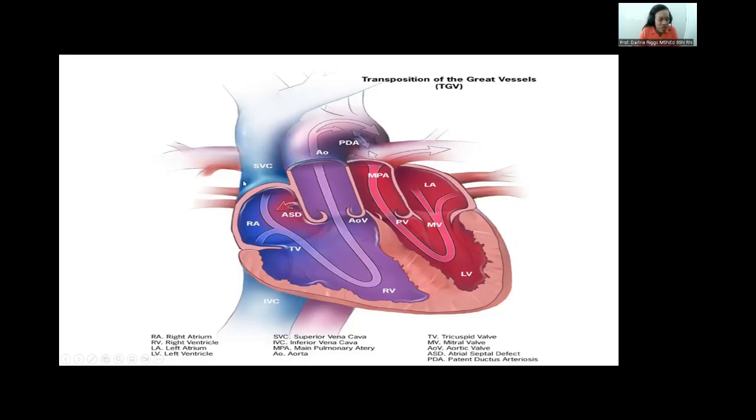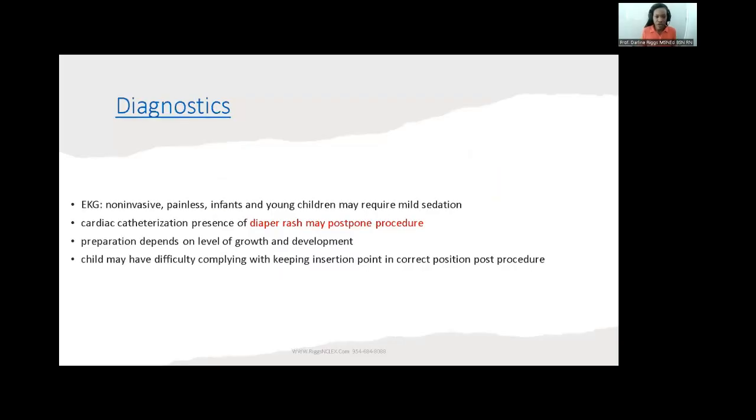You see how they switch places? So this child has blue blood circulating back and forth throughout the body and red blood circulating to the lungs and back. That's transposition of the great vessels. Okay? So these cardiac anomalies for these children need to be diagnosed, right? So we can confirm what we're dealing with.